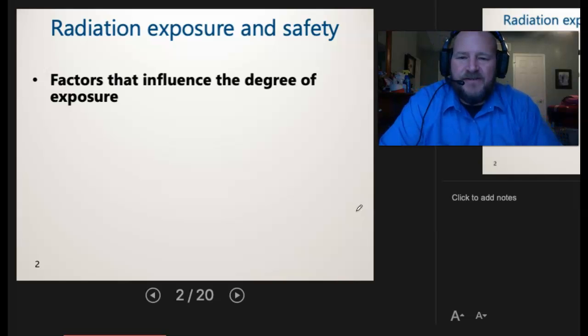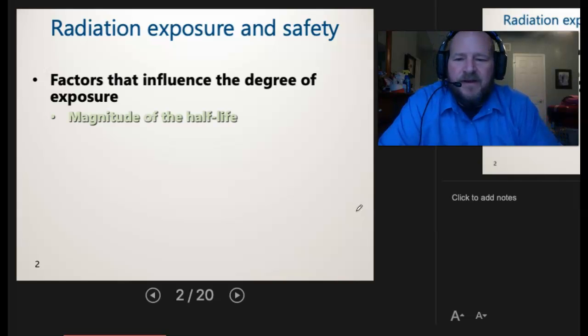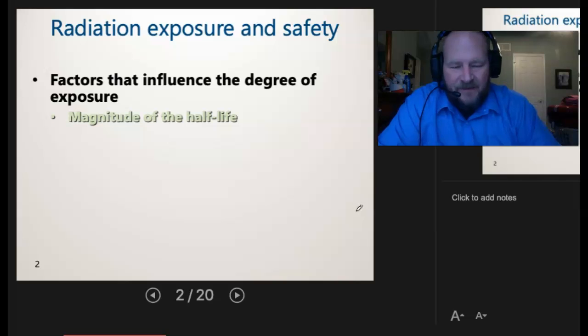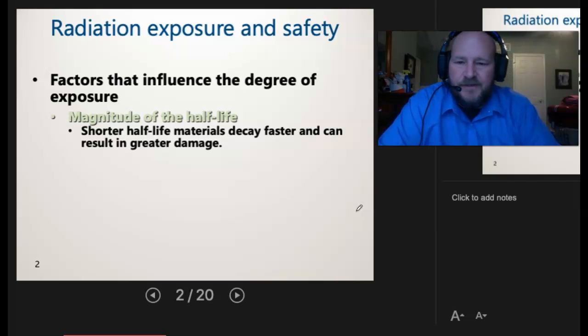So, factors that influence the degree of exposure. Obviously the magnitude of the half-life, that's what we were just discussing. The shorter the half-life, the faster things decay, and that means more damage. More particles are coming off at a faster rate.